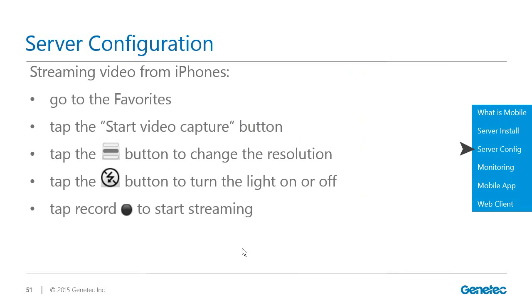On an iPhone, it's very similar. You just need to go into the favorites, and then you go into the start video capture. You can use the options button to change the resolution from low, medium, or high again. And then we can tap the flash button here to turn the light on or off. And once again, we do have the record button to start streaming.